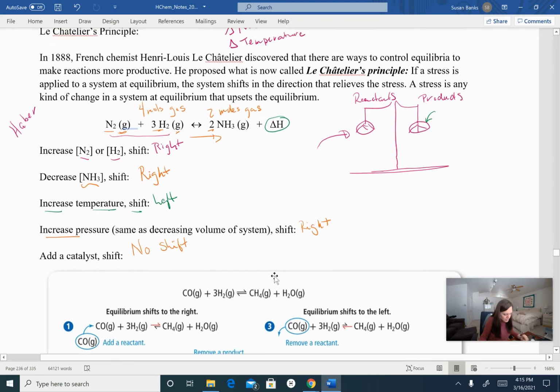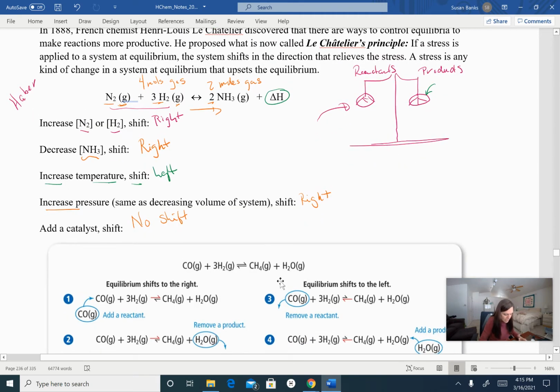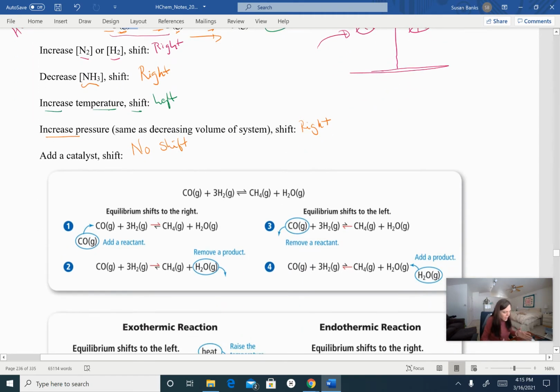Okay, so let's look at some of the things that will actually have us shift to the right. So if I add a reactant, that makes that reactant side really heavy. So I need to balance it out by making more product by shifting to the right. If I remove a product, it causes the product side to be really light. So I've got to make it heavier again to balance out the reactants. So I've got to shift right to make more product.